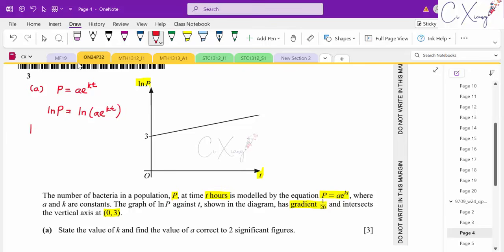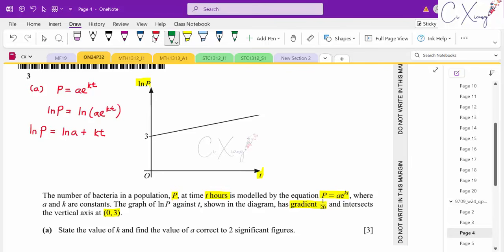Okay, after that, we expand all the terms by using the ln property. So I'm having kt ln e. But ln e is a 1, therefore I will just ignore it as a 1. I didn't write it out. So this is my equation that I get when I try to take ln both sides.